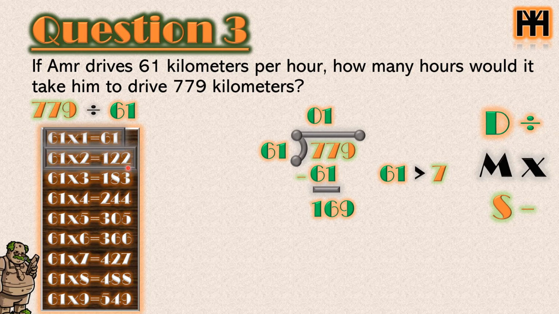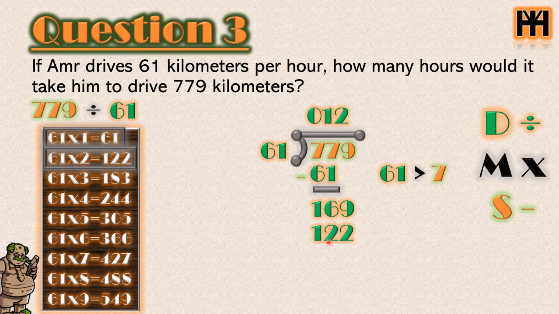Let's see, it's 2. Because if it's 61 times 3, it's 183. It's greater than 169, so we'll go with 61 times 2. Then we'll put 2 here. This is the division, then the multiplication.